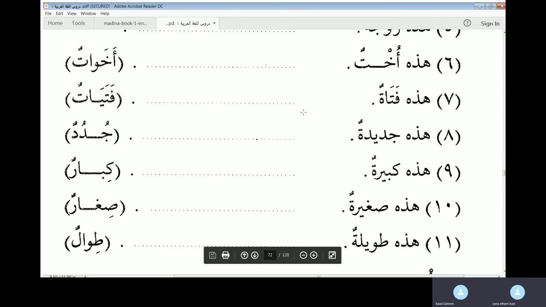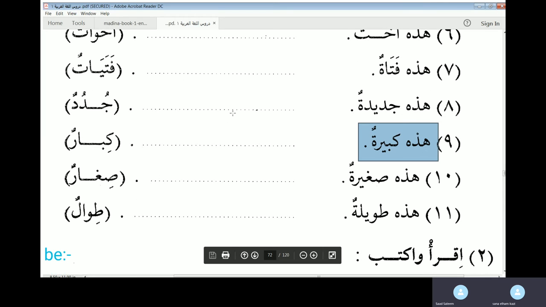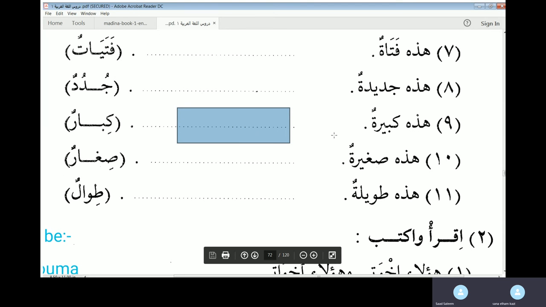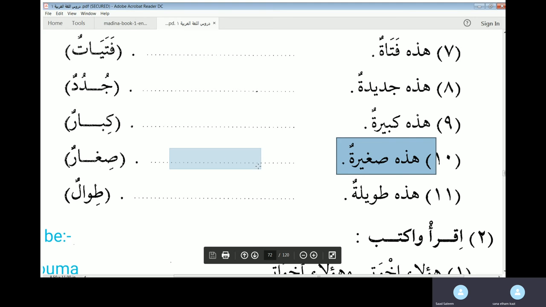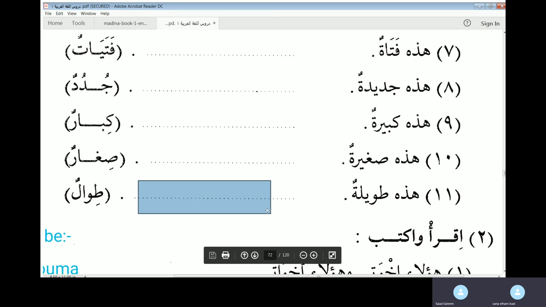هذه جديدة. This is new. هؤلاء جدد. These are new. هذه كبيرة. This is big. هؤلاء كبار. These are big. هذه صغيرة. This is small. هؤلاء صغار. These are small. هذه طويلة. This is tall. هؤلاء طوال. These are tall.